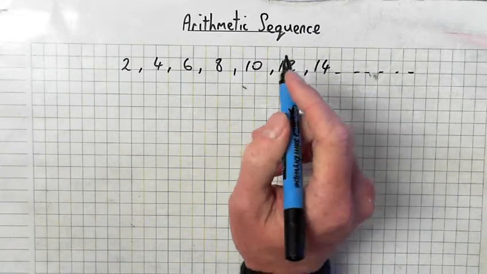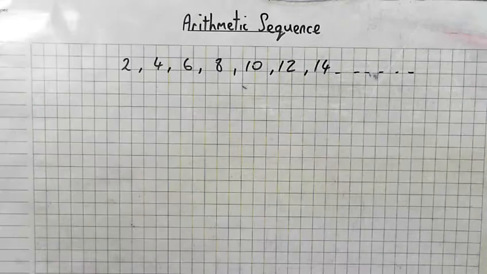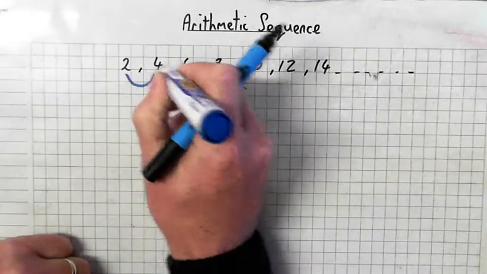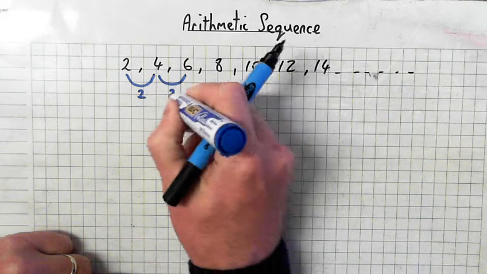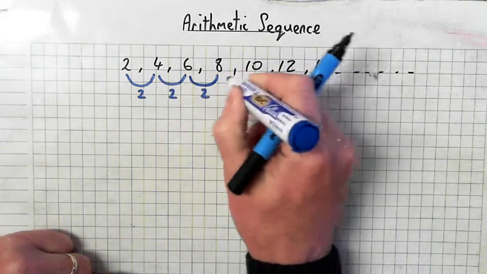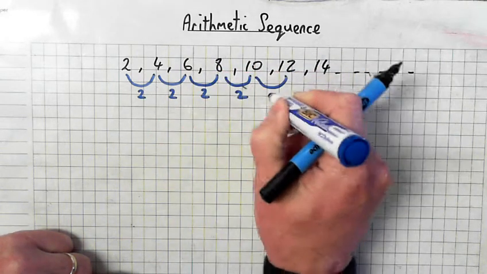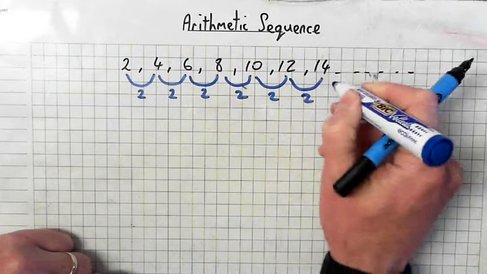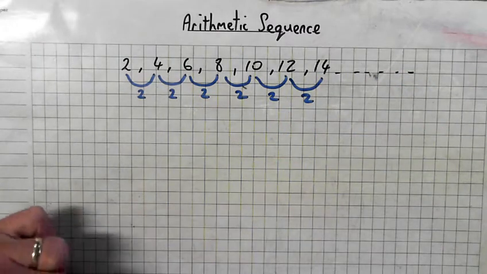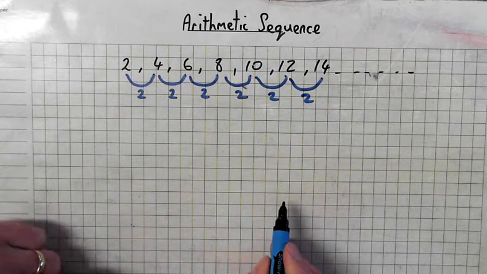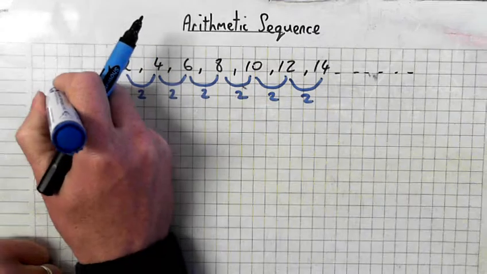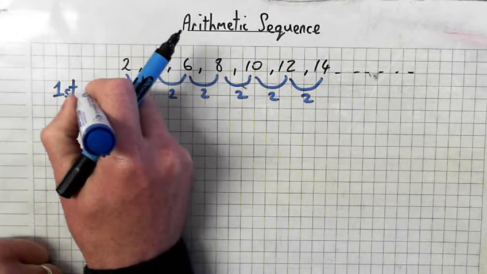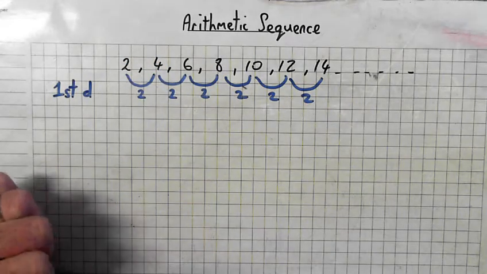Yeah, what's constant? The difference, yeah. It's an arithmetic sequence because the difference is 2. What type of sequence, apart from arithmetic sequence, what else can you call it? This is called the first difference. The first D, the first difference.